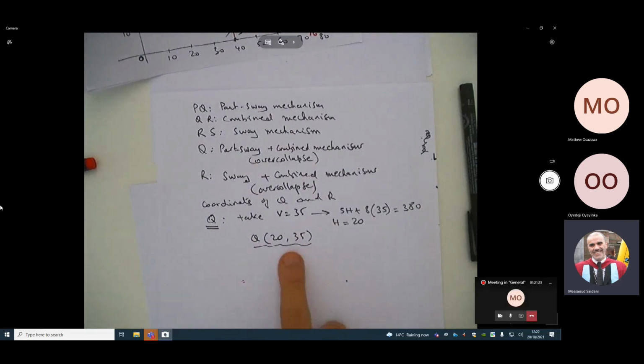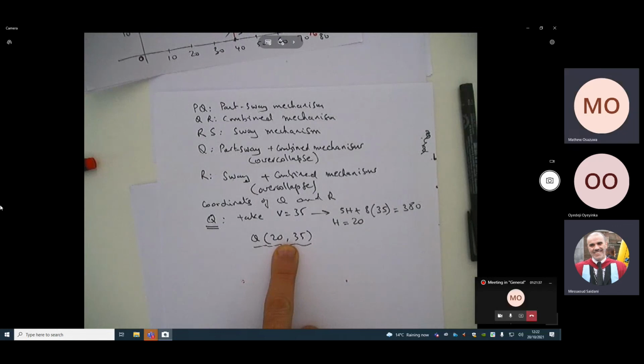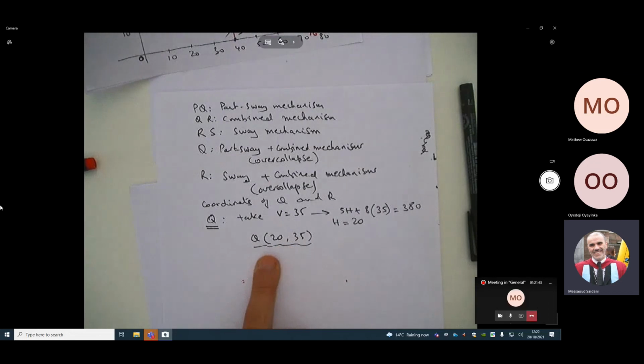So this load combination, when H is equal to 20 kilonewtons and V is equal to 35 kilonewtons, when the two are together, you get an overcollapse mechanism. Okay, which is not something you want, because it doesn't give you the most critical, because it's an overcollapse. You have more hinges than you actually need.